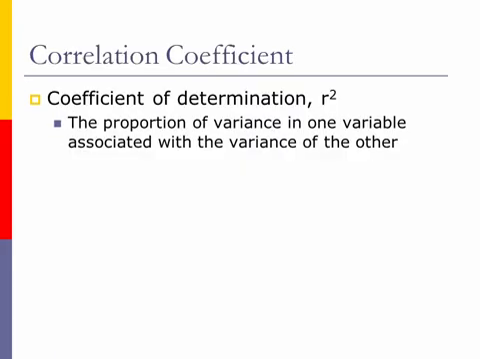Next is the correlation coefficient squared, which makes it the coefficient of determination. So that's the proportion of variance in one variable as it relates to another variable. And that's really going to be able to tell us more accurately how the correlation between these two variables works. And we'll get to an example of this a little bit later.